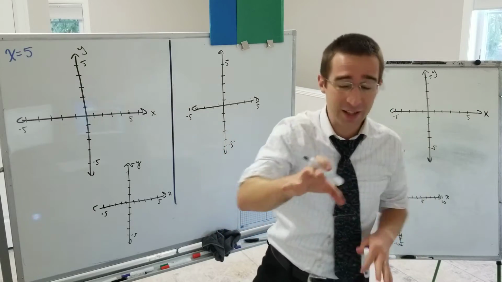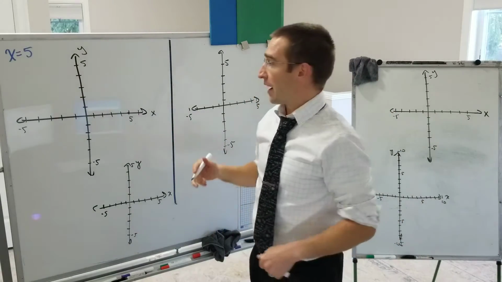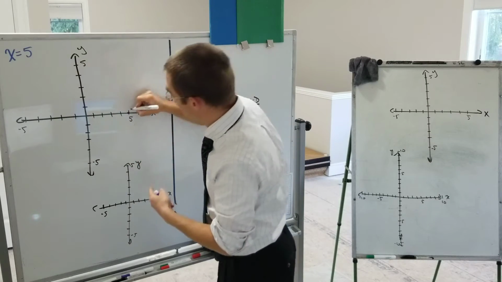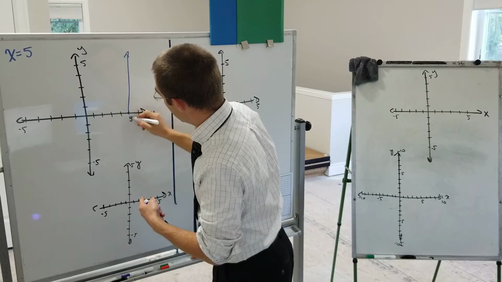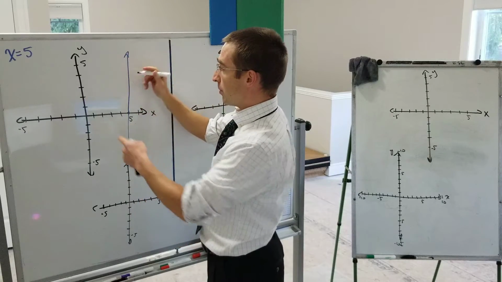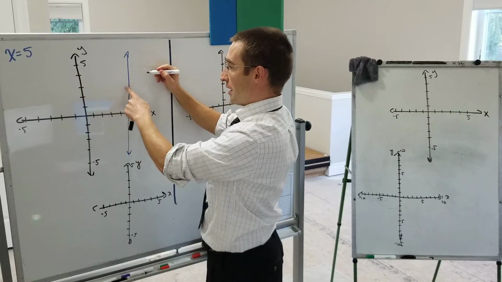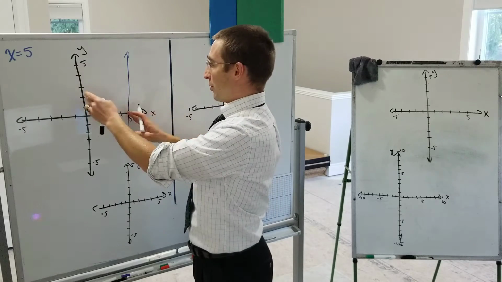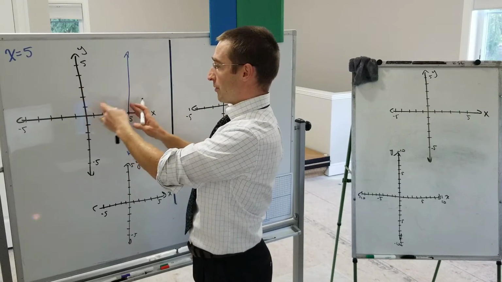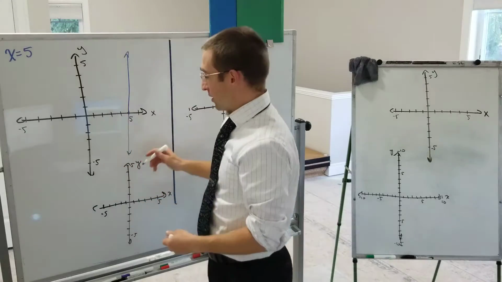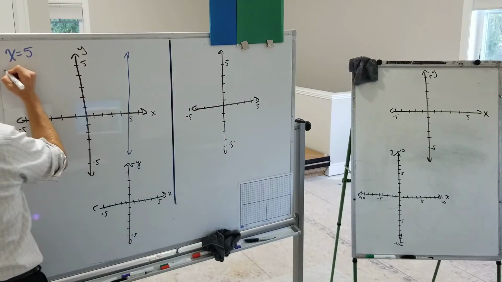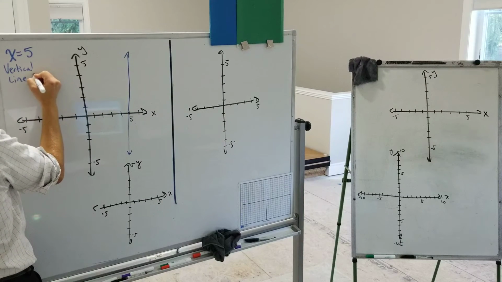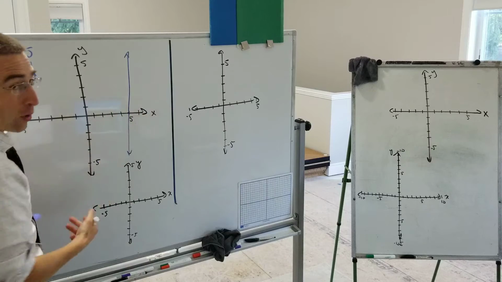So I need every single point where x is equal to 5. Well, if I go left or right, the x number changes. If I go up or down, I get points like (5, 4), or (5, 3). X goes first. (5, 4), (5, 3), (5, 2), (5, 1), (5, negative 1). So this is a vertical line, going up and down through the point where x is equal to 5.